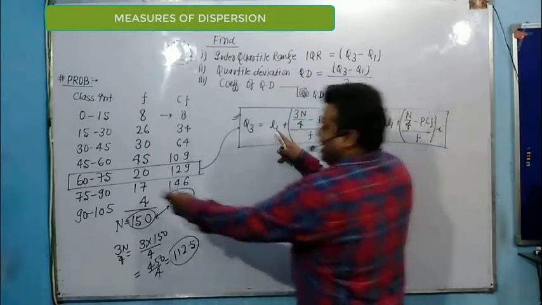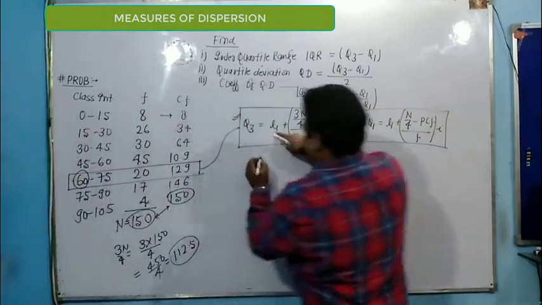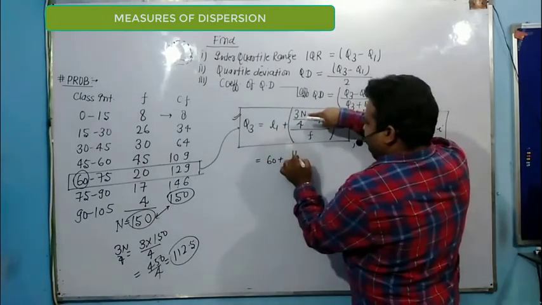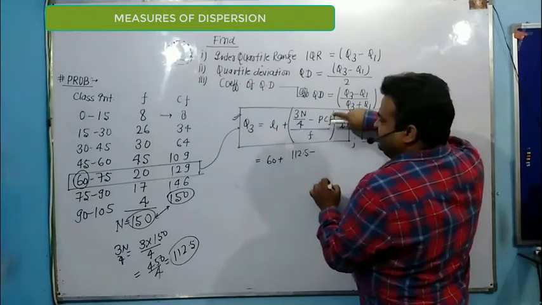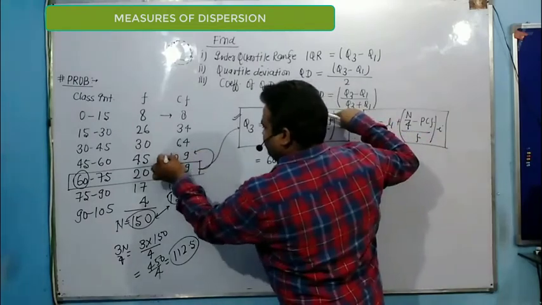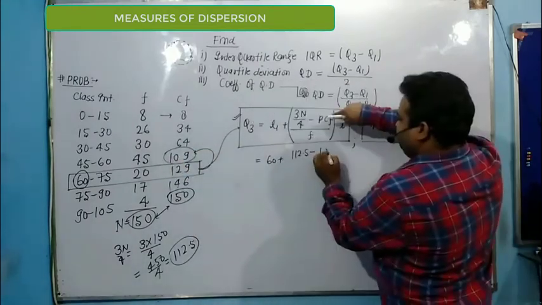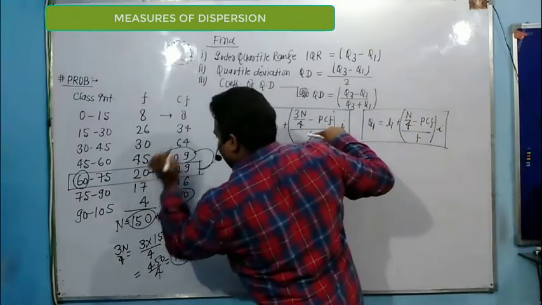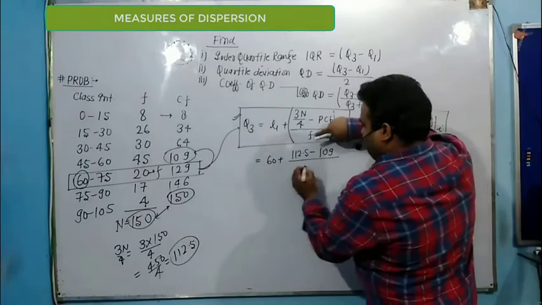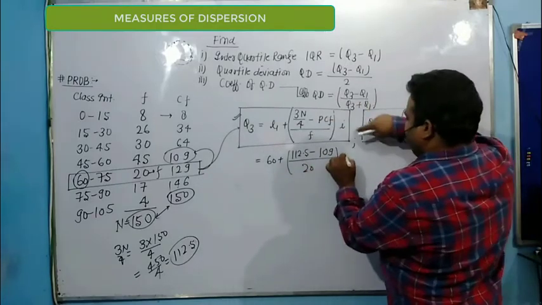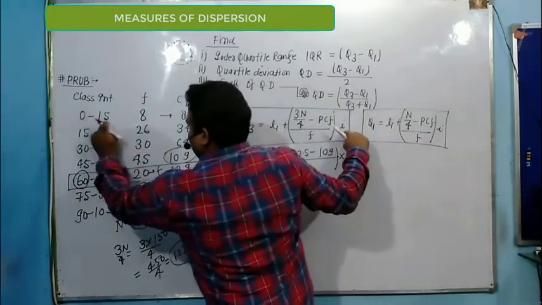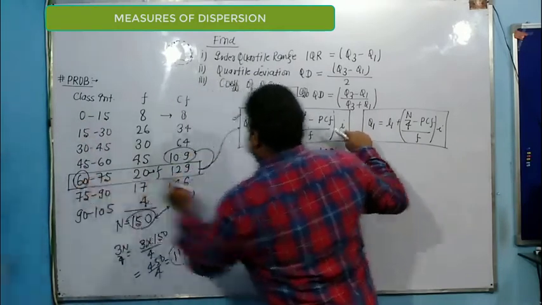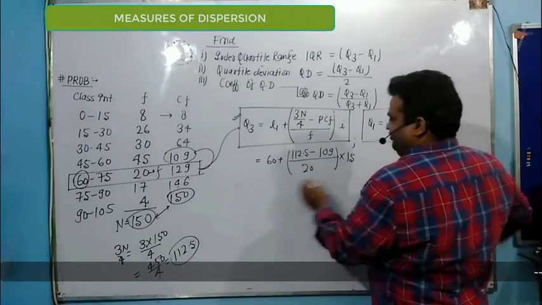Now here what is my L1? The L1 value is 60. 3n by 4 is 112.5 minus my previous cumulative frequency just before this class, which is 109, divided by f. f is the frequency of the class, so this is 20. Multiply this value by i, the class interval range. My class interval gap is 15, so I have multiplied this value by 15.